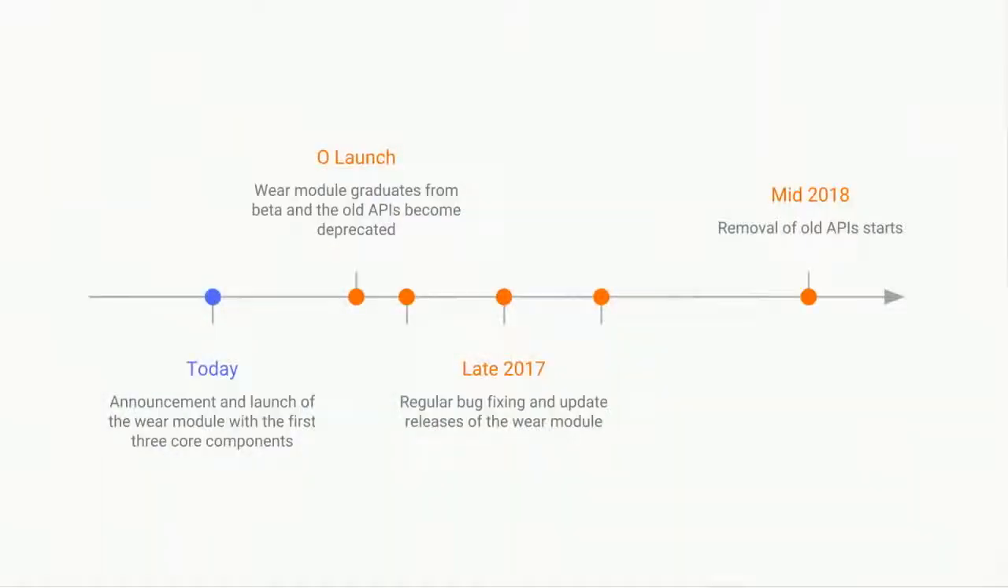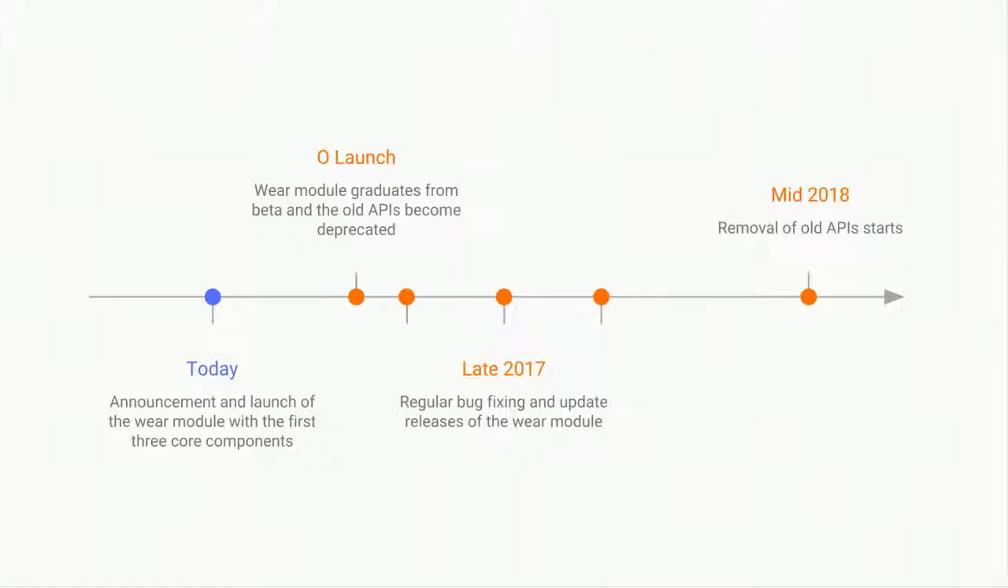And here's a rough timeline of what I've just been speaking about. So today we're announcing and launching the Wear module with the first 3 core components. Just again to remind you, that's launching with the Android support library 26.0 beta 1. When that program graduates out from beta alongside the O launch, we will deprecate the old APIs in the current place, and then we will really encourage people to move over to the new APIs.